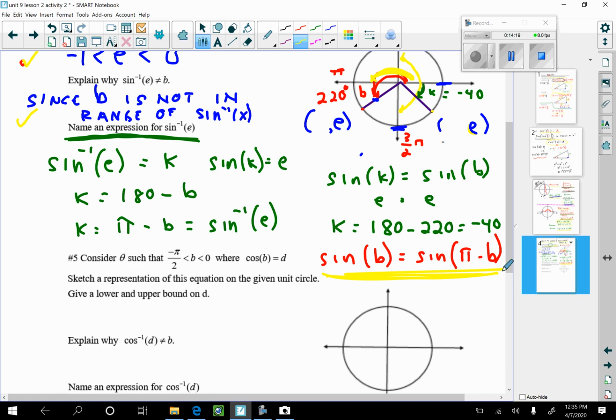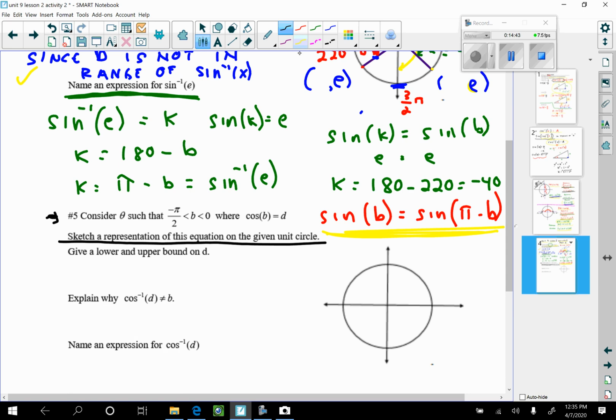Our last problem here, which we only did 2 problems, is this number 5. Okay? For the cosine of theta, such that b, an angle, is between negative pi over 2 and 0, where cosine of b is d. The first thing I'm going to do, as I did before, is I want to do a representation of this equation on the unit circle. Again, we're doing the unit circle approach. So I want an angle right here. Keep in mind, that's between negative pi over 2 and 0. So let's sketch that angle right here.